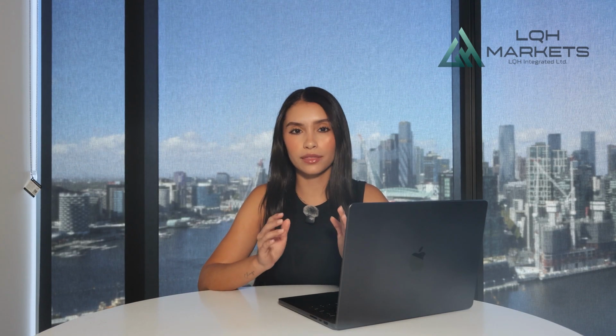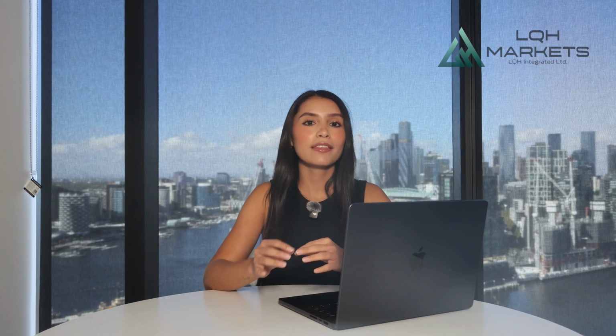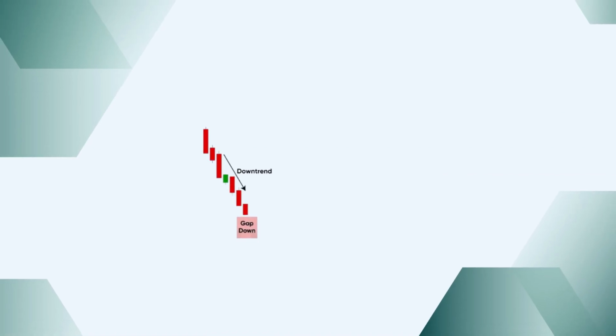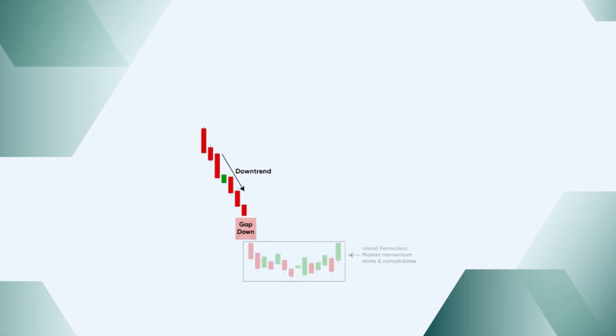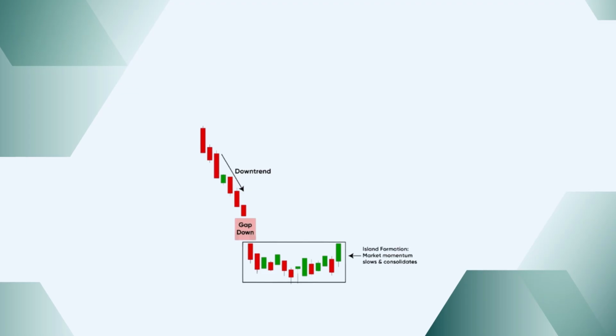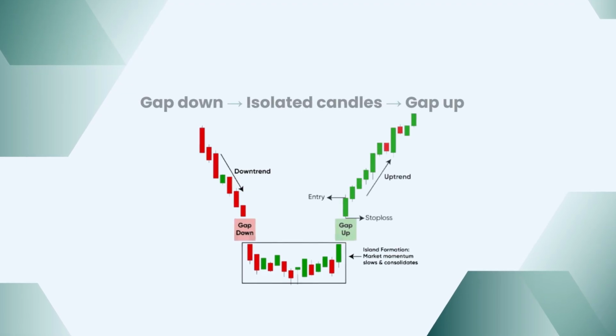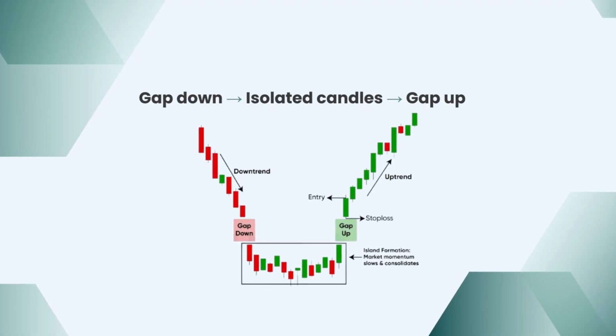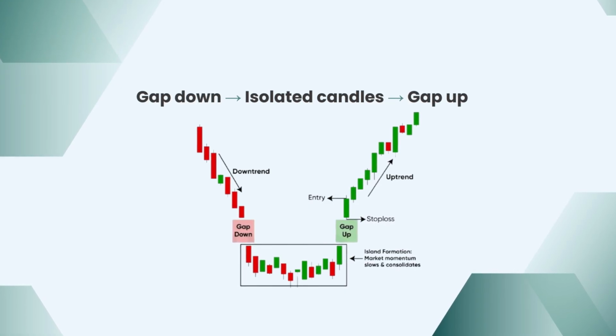Now let's look at the bullish island reversal. This one forms after a downtrend. Price gaps down, often during panic or bad news. Sellers feel confident, fear is high. Price trades at those lower levels for a short time. Then suddenly price gaps up, leaving the bearish candles isolated below. Sellers are trapped, buyers take control.